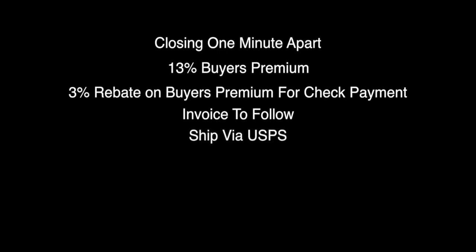Auction closing. Each lot will close 1 minute apart. The lots close just as they do in an eBay auction. Each lot has a buyer's premium of 13% tacked on to the final gavel price. There is a 3% rebate if you would like to pay by check. Once the auction is closed, we will invoice each winning bidder with the total amount, the premium, and shipping costs. We ship via USPS, and if you desire an alternate method of shipping, please let us know. You will receive an invoice via email, normally by the next day.